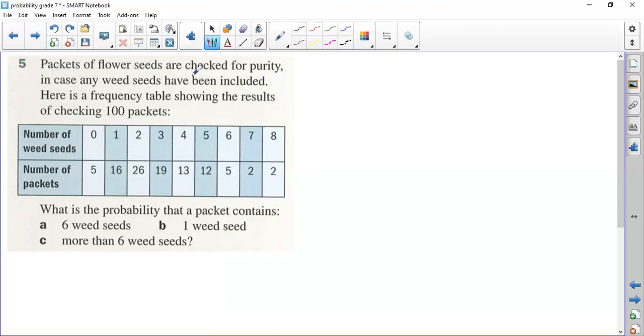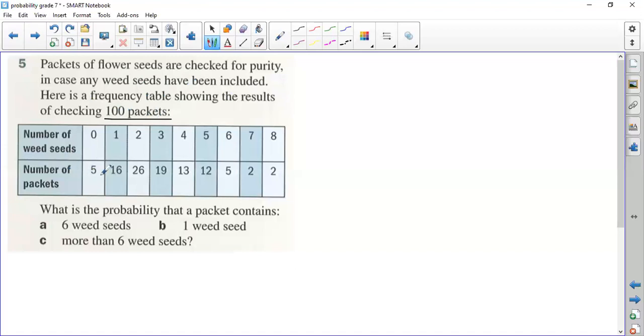Packets of flower seeds are checked for purity in case any wheat seeds have been included. Here is a frequency table showing the results of checking 100 packets. Okay, so the total number of packets that I have checked is 100. So the number of all outcomes will be 100. Now let's have a look at the frequency table.